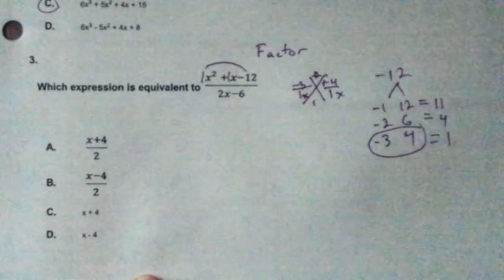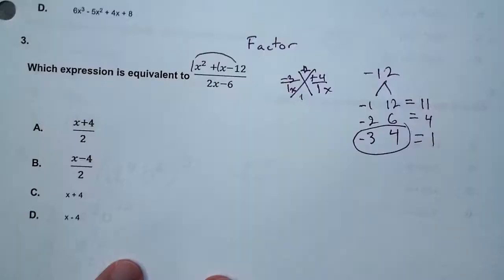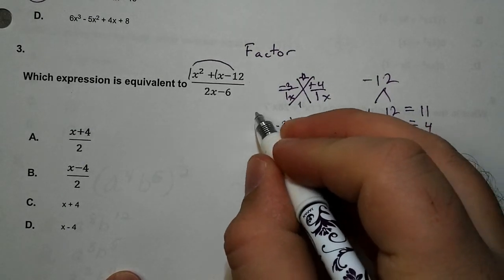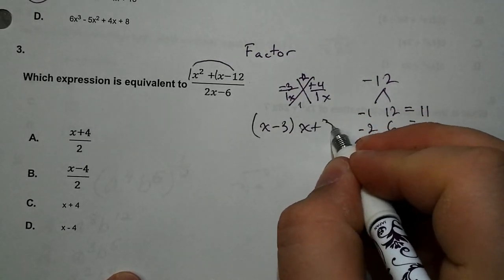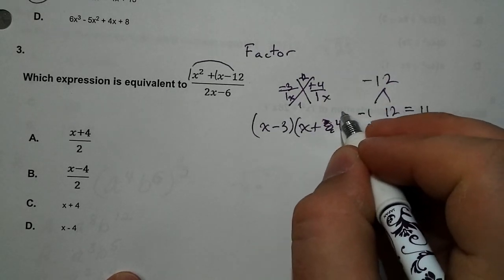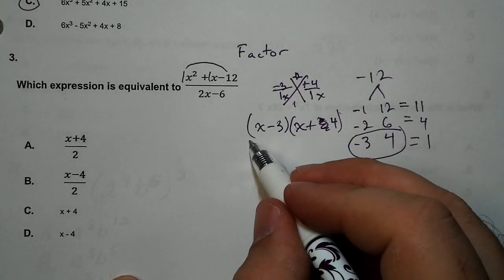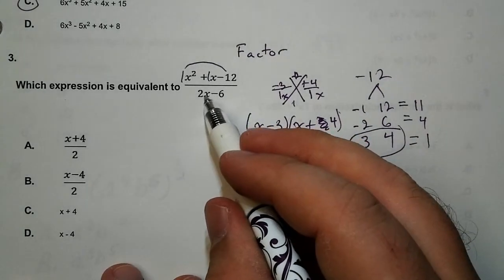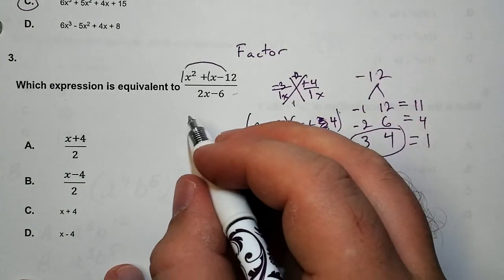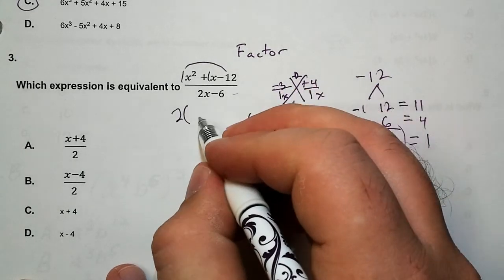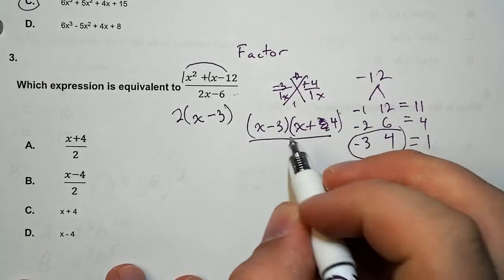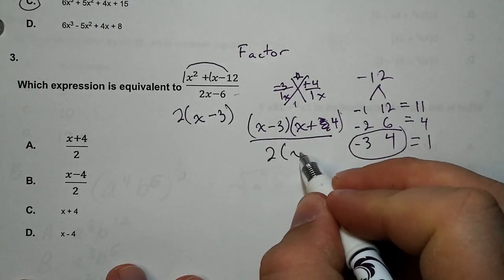So my factors are x minus 3 and x plus 4. Sorry, I said plus 4 and then I wrote the 3. This is what's on the top of my fraction. Now, we can factor 2x minus 6 by dividing 2 out of both of those, right? When I divide them both by 2, pull 2 to the outside, and I would have x right here. Negative 6 divided by 2 is negative 3. So on the bottom, I have 2 times x minus 3.